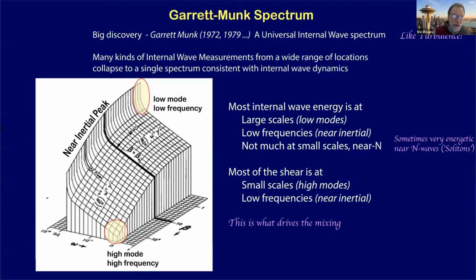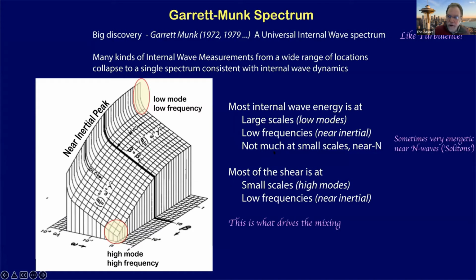This is an illustration in log space of frequency in this direction. So there's F, there's N, and vertical wave number in this direction, and the height is how much energy there is. And this is what the spectrum looks like. There's various variations of them, which are all similar. There's a big peak at the inertial frequencies. Most of the energy is over here in the low vertical mode numbers and low frequencies. In other words, inertial mode 1, mode 2 is a lot of the energy, and not much energy down here at near-N waves and small vertical scales.